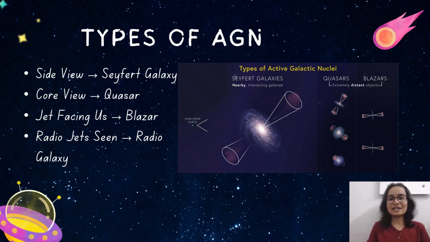If you look at it from the side, you can call it a Seyfert. If you are looking at it from the front, it is a quasar. And if the jets are facing straight at you, it's a blazar. And if it is emitting a lot of radio jets, then you can call it a radio galaxy. Here is a picture that shows different types of AGN.